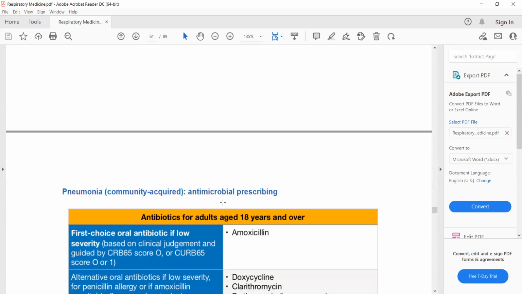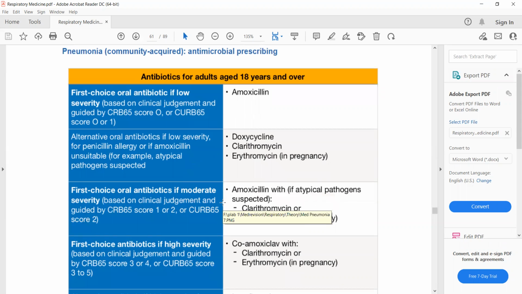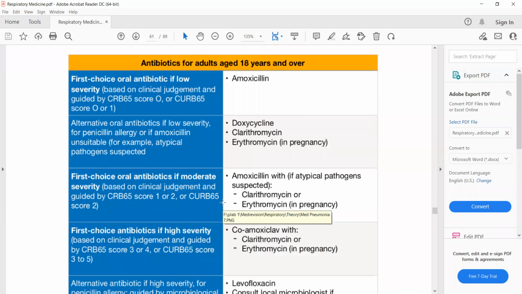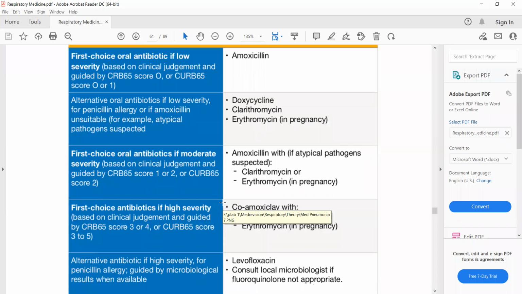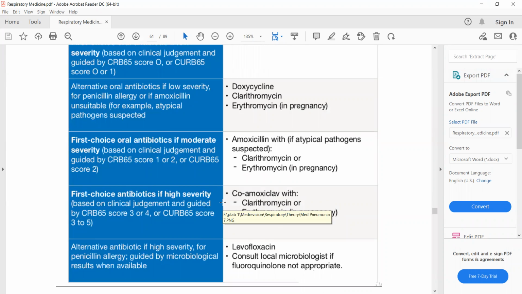So the treatment of community-acquired pneumonia for low risk patients whose CURB score is 0 or 1, we use amoxicillin. If the person is allergic to penicillin, then doxycycline or clarithromycin, same choices as in hospital-acquired pneumonia. And if the patient is pregnant, then amoxicillin is the first choice in pregnancy. And if a person is allergic to amoxicillin, then we'll use erythromycin and not doxycycline or clarithromycin because they're contraindicated in pregnancy. The only mycin that is safe in pregnancy is erythromycin.